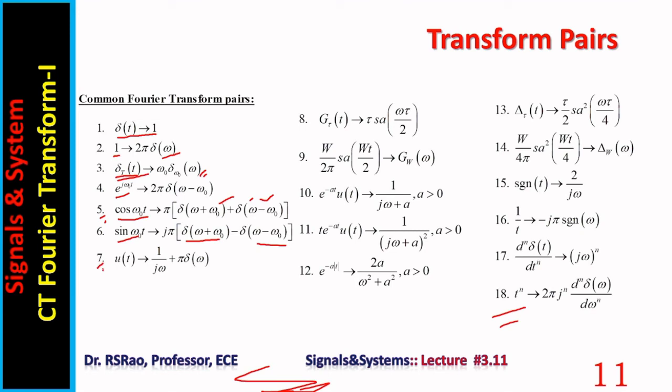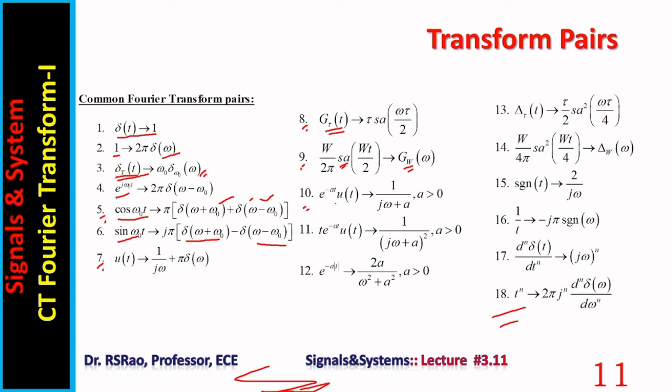In 7 is given Fourier transform of unit step. It is equal to 1 by j omega plus pi delta omega. In 8 is given a gate function. Gate function is rectangular pulse with width tau. For this, Fourier transform is tau sampling function omega tau by 2. In 9 is given Fourier transform of a sampling function. Notice for gate function, Fourier transform is sampling function, and for sampling function, Fourier transform is gate function.